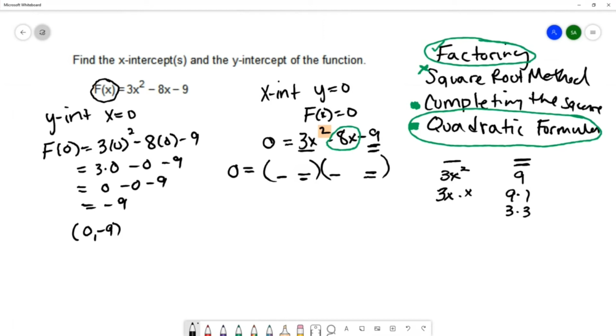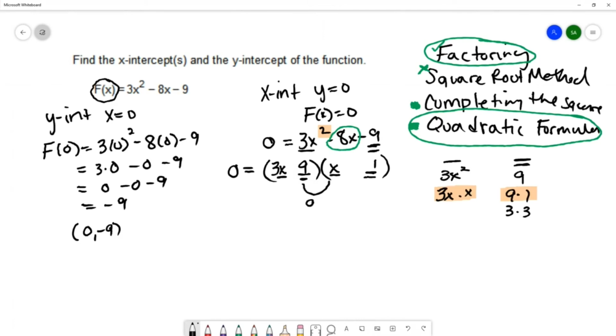So if I try every combination of this, I'm going to see if I have a factorization that will work. So I'll try 3x and x, and so this is my only choice, so I had to try that. Let's try 9 and 1. So we'll do 9 and 1, and I'm going to check to see if I get the right middle number.